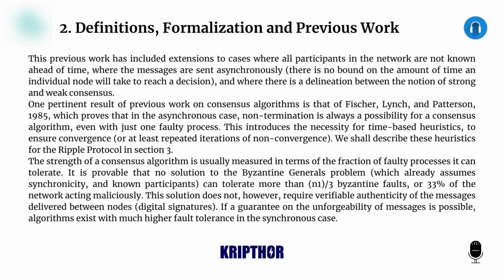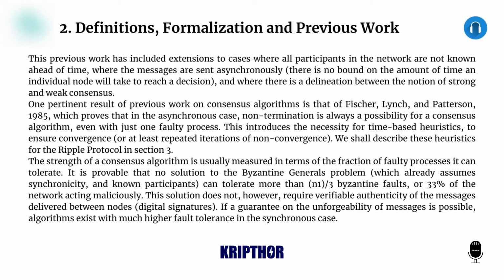The strength of a consensus algorithm is usually measured in terms of the fraction of faulty processes it can tolerate. It is provable that no solution to the Byzantine generals problem, which already assumes synchronicity and known participants, can tolerate more than n-1/3 Byzantine faults, or 33% of the network acting maliciously. This solution does not, however, require verifiable authenticity of the messages delivered between nodes, digital signatures.